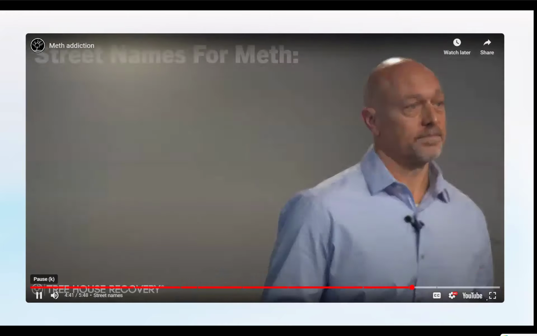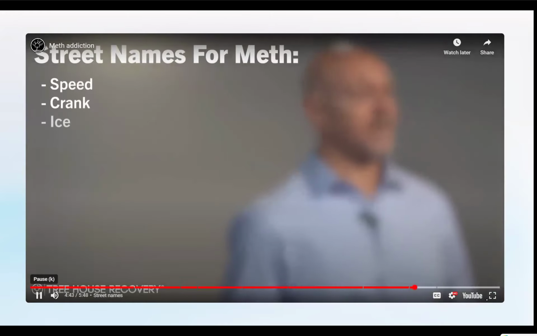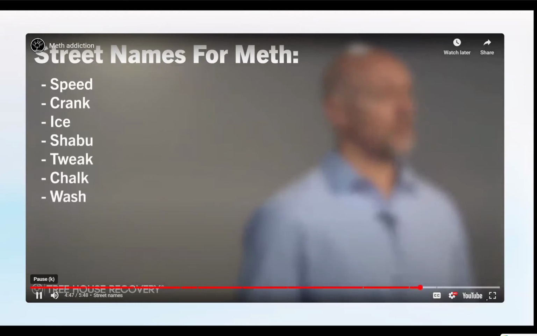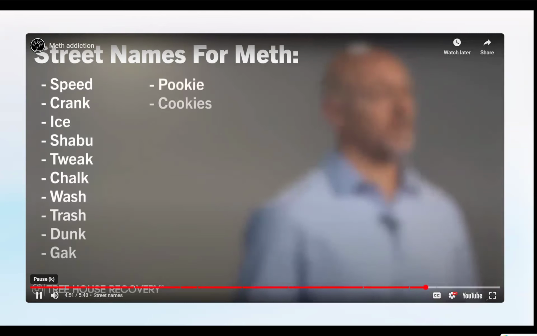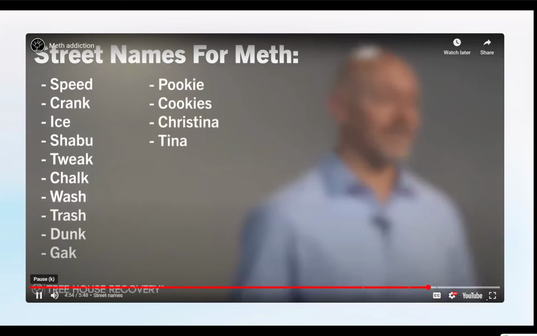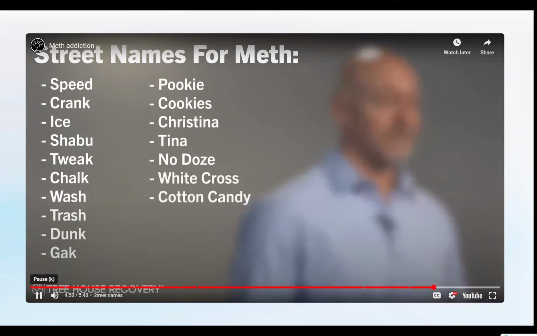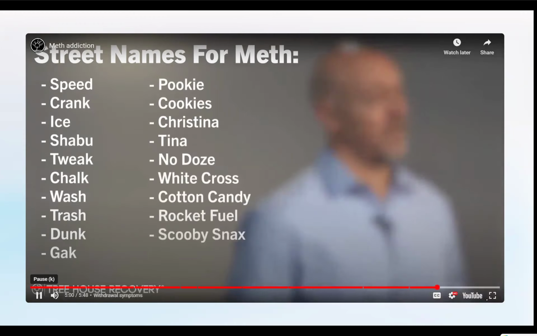Street names for meth: speed, crank, ice, shadow, tweak, chalk, wash, trash, dunk, yak, cookie, cookies, Christina, Tina, No-Dose, White Cross, cotton candy, rocket fuel, and even Scooby Snack.